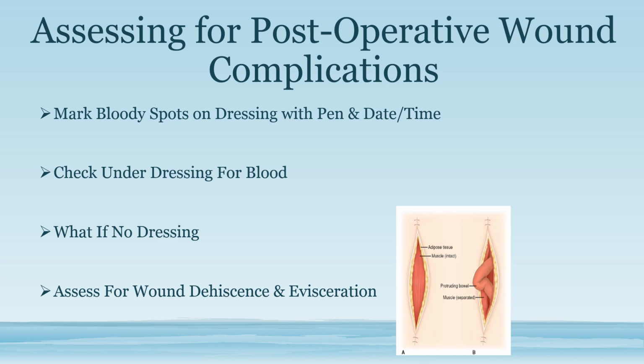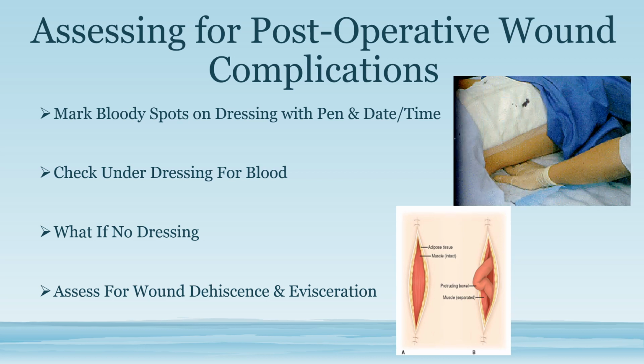We mark bloody spots. We talked about this before. We outline the bloody drainage with a pen or a marker, and we write the date and time. We want to check under the dressing for blood. We also check for hematoma, which is a clot beneath the surgical site due to concealed bleeding that stopped. And we have to remember that blood will flow via gravity, so you may not see it on the dressing, but actually underneath. And sometimes it even oozes. If it's an abdominal wound, it may ooze out and be under the patient.